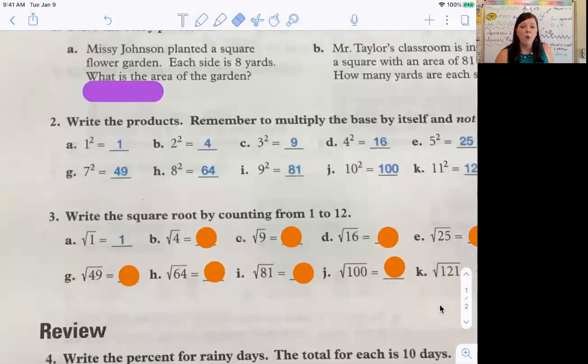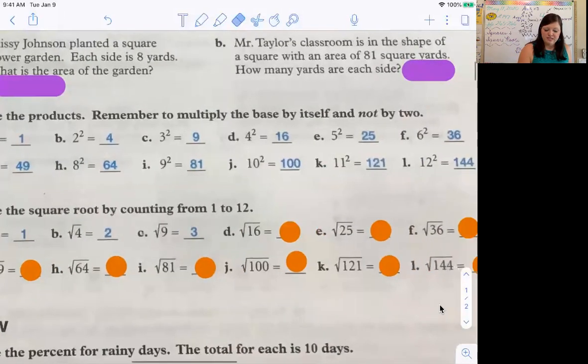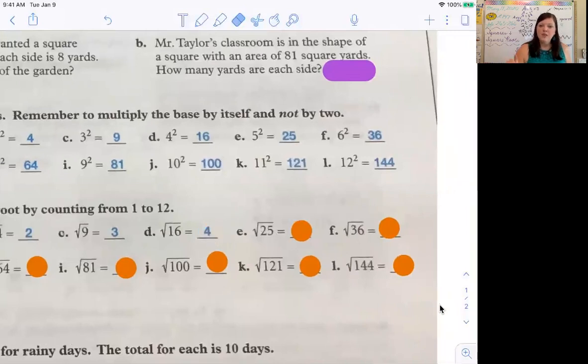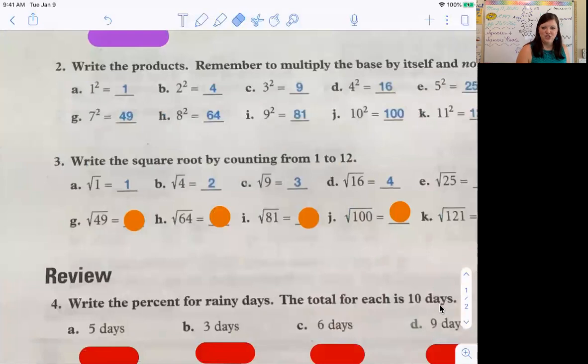The square root of 4 equals, what can you multiply by itself to get 4? 2. The square root of 9 equals, what times itself equals 9? 3. The square root of 16 equals 4. The square root of 25 equals 5. The square root of 36 equals 6. Why? Because 6 squared is equal to 36. Let's go down. Are you seeing the pattern here? What do you think G is? 7. Read H for me.